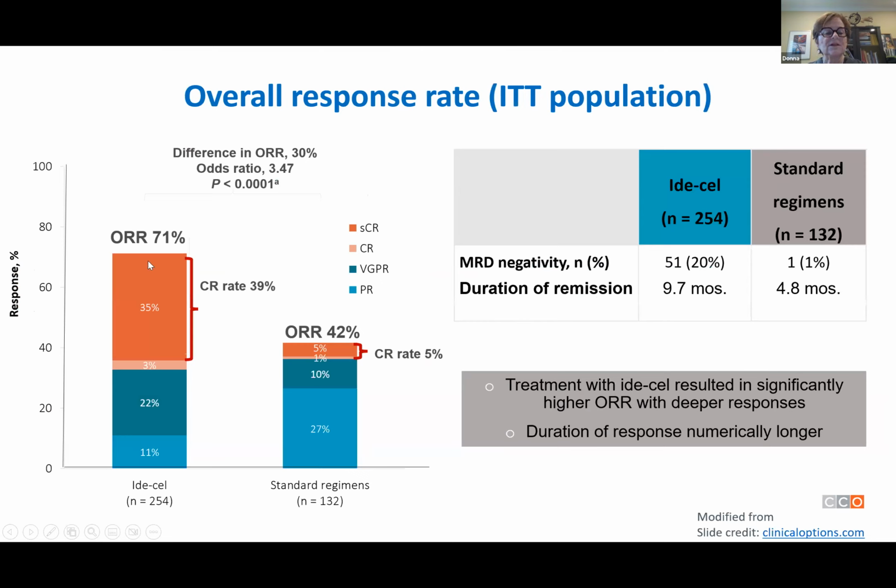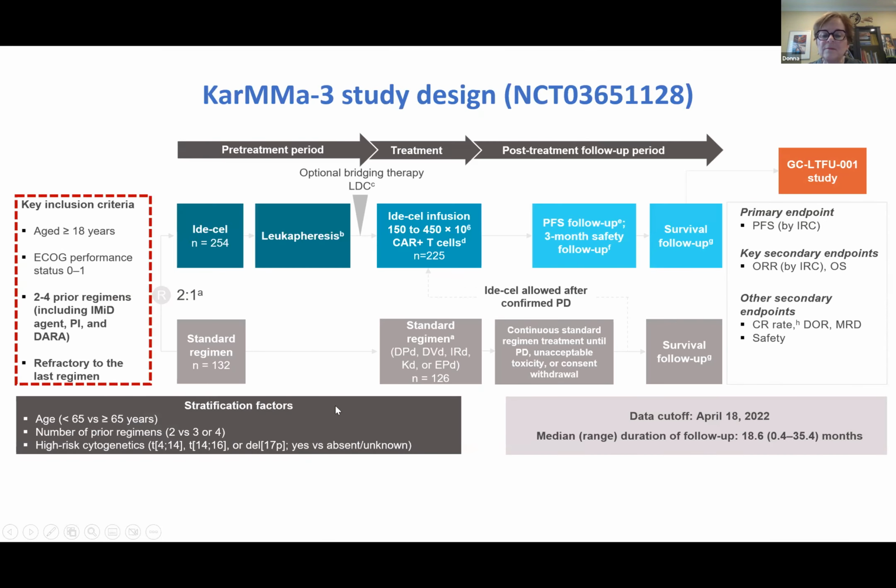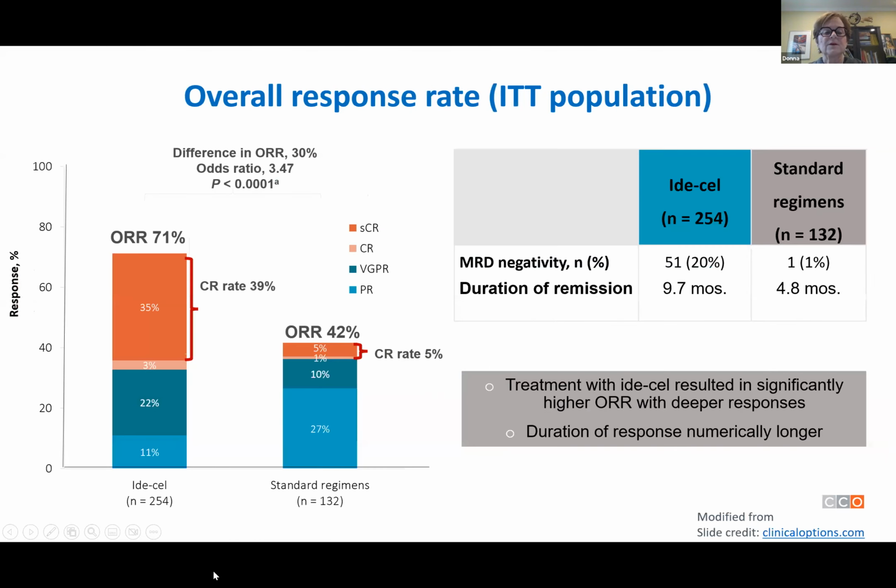And what was seen, the standard care arm could get a variety of treatments, basically what they hadn't had before. Somewhat here, they could have had Dara-Pom-dex, Dara-Velcade-dex, Ixazomib RD, Carfilzomib dex, or Elotuzumab. So standard regimens that they were felt not to be refractory to. So what did they find?